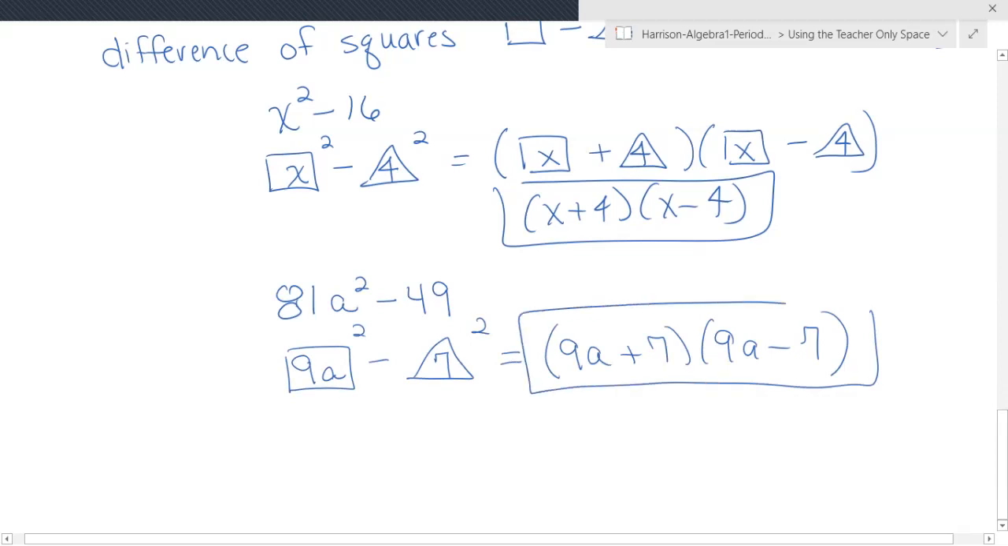So that's our answer. Now you don't have to show the boxes and triangles, but it's just helpful at the beginning to help you see that pattern. So that's the difference of squares.